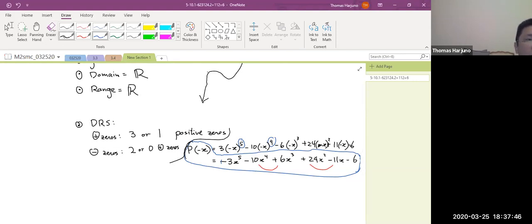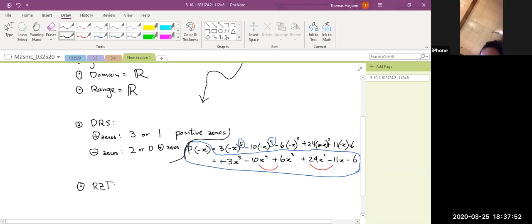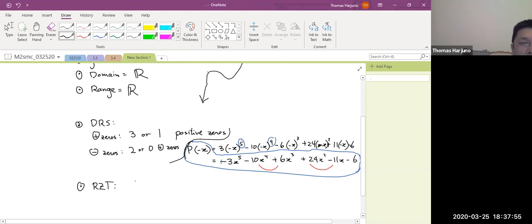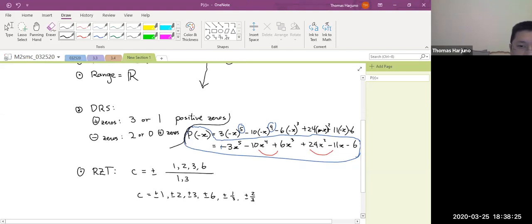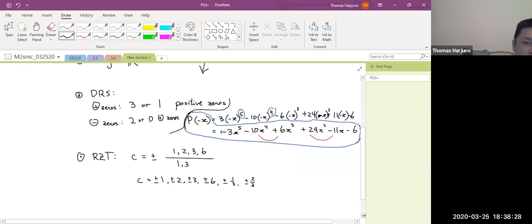Now, next one. How about the rational zero theorem? If c is a rational zero, then it must be a factor of 6 over a factor of 3. Now, in your test, I need you to list them correctly. Plus minus 1, plus minus 2, plus minus 3, plus minus 6, plus minus 1/3, plus minus 2/3, plus minus 3/3, which is 1. We already have that. Plus minus 6/3, which is 2. We already have that.